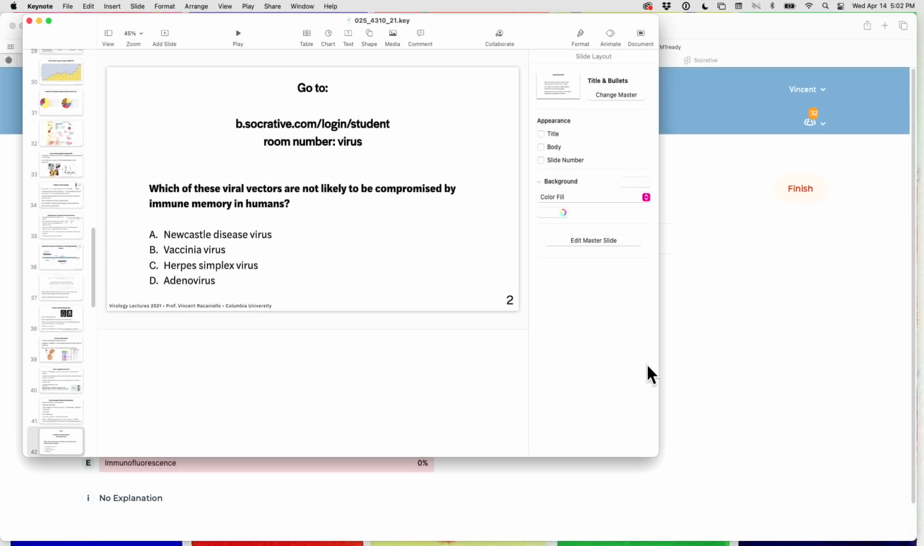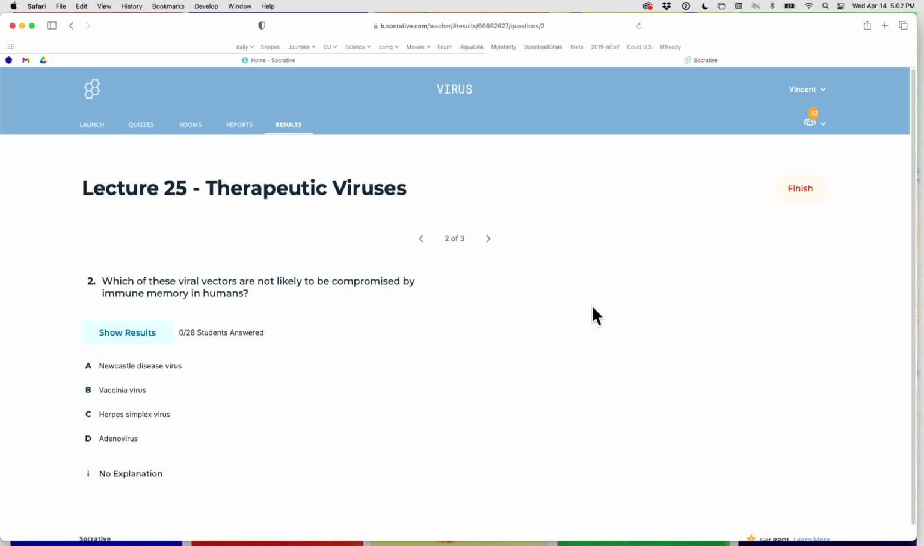Okay, let's have another question. Which of these viral vectors are not likely to be compromised by immune memory in humans? Newcastle disease virus, vaccinia virus, herpes simplex virus, adenovirus. How come it's not green? Because nobody went over 50%. Most of you got the right answer, though. Newcastle disease virus. It's a chicken virus, right? You're not going to have been infected. You're not likely. Okay, if you're a chicken farmer, how many people are likely to be that?